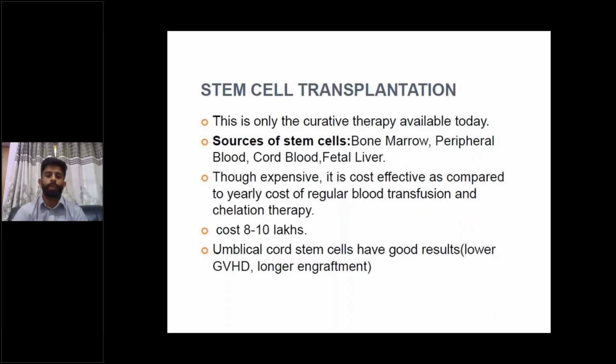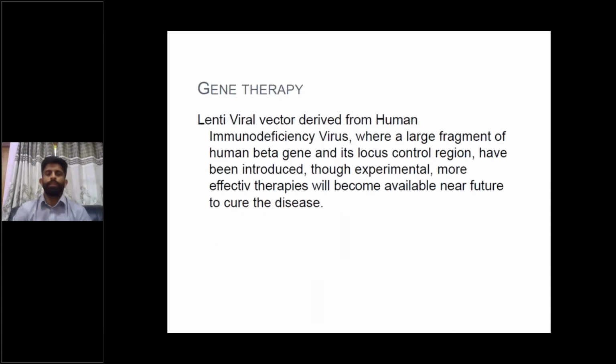So the cost is 8 to 10 lakhs, but it actually takes around 20 lakhs. Umbilical cord stem cells have good results, lower graft versus host disease, and longer engraftment will be seen. Gene therapy in the form of lentiviral vector derived from HIV, where a large fragment of human beta gene and its locus control region have been introduced through experimental, more effective therapies will become available in the near future to cure the disease. So this is something that we've been working on, gene therapy.